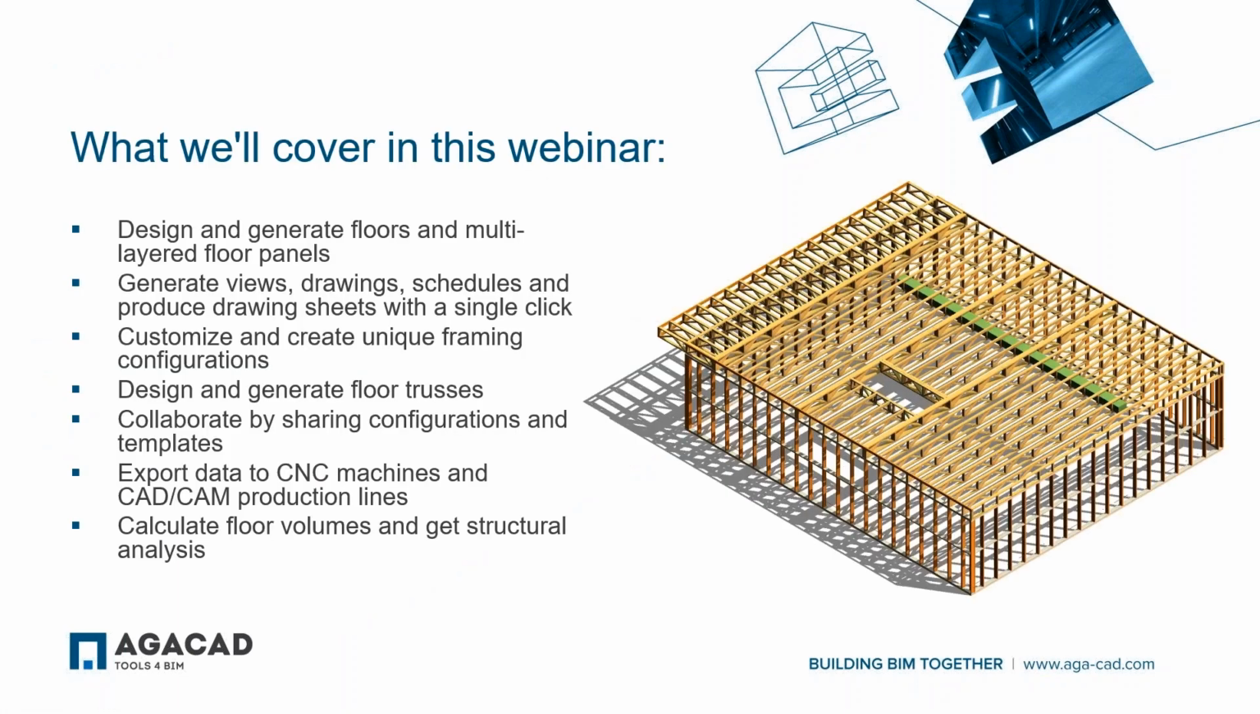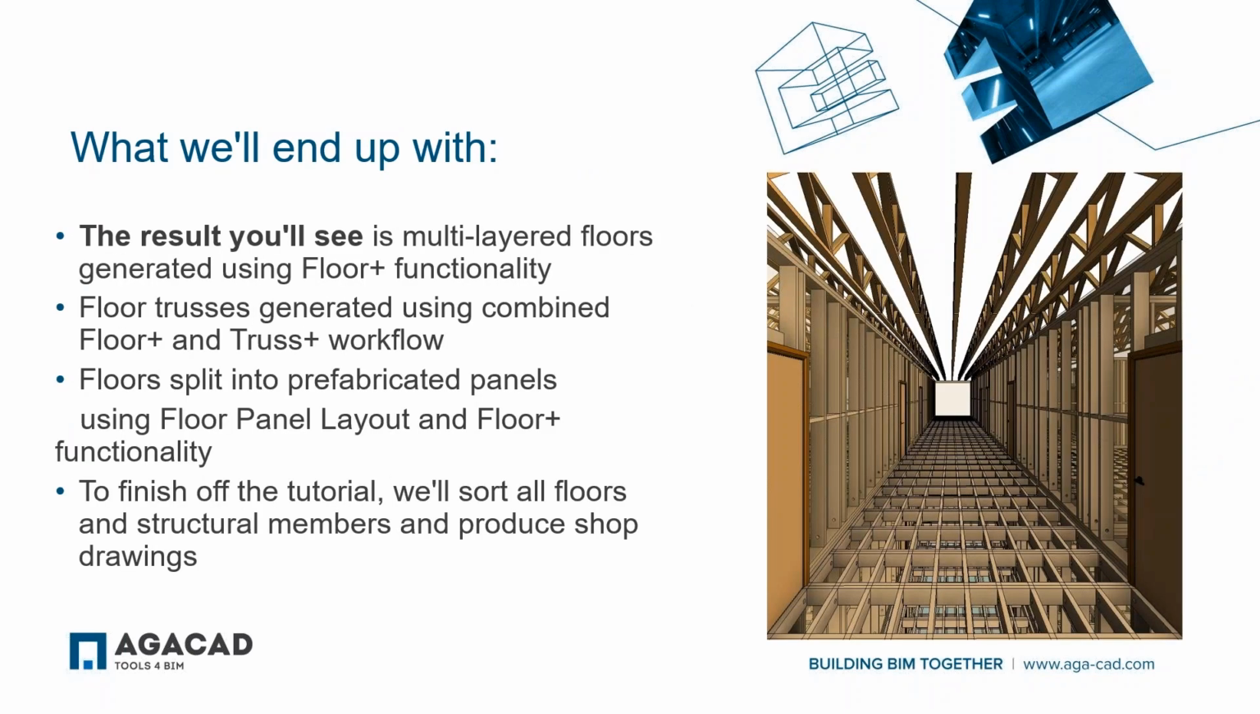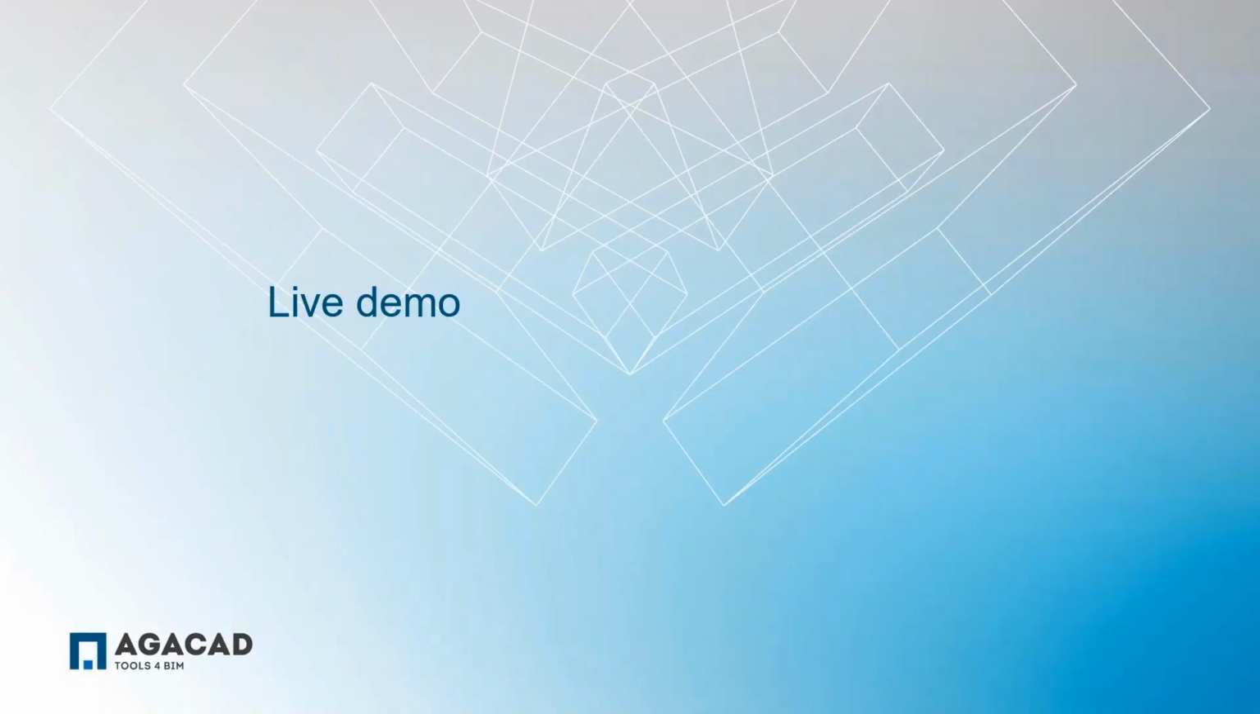What we're going to cover in this webinar: we're going to design and generate floors and multi-layered floor panels. We're going to generate views, drawings, schedules, and produce drawing sheets. We're going to customize and create unique framing configurations, design and generate floor trusses, and a few other things. The result you're going to see is multi-layered floors generated using Floor Plus functionality. Floor truss is generated using a combined Floor Plus and Truss Plus workflow. Floors split into prefabricated panels using floor panel layout and a couple of other things. Okay, let's now move to our Revit model.